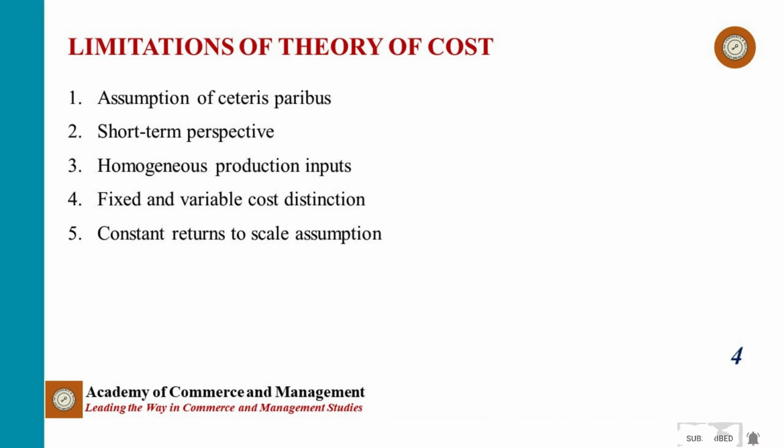The third limitation is about homogeneous production inputs. Cost theories often assume that production inputs are homogeneous, meaning there is no variation in the quality of inputs. In reality, variations in the quality of inputs can significantly affect production costs.